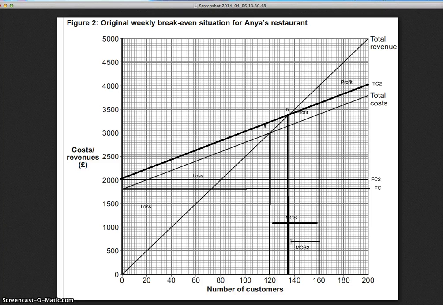Okay, if you're a little bit confused by that, what I would suggest that you do is have a look at this again, go through the questions again, print the chart off again, and have a go at drawing all these lines in yourself. But hopefully you will have found that somewhat useful.